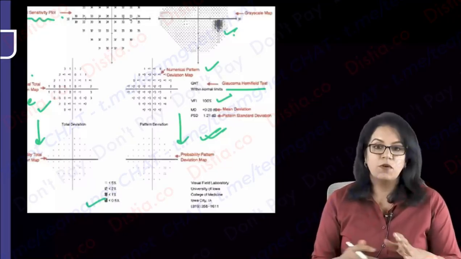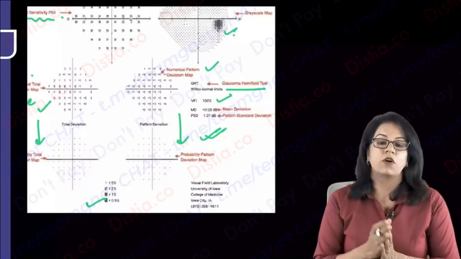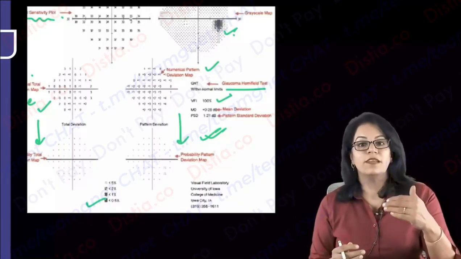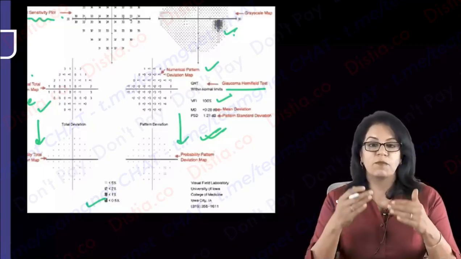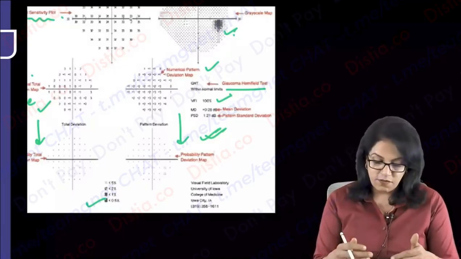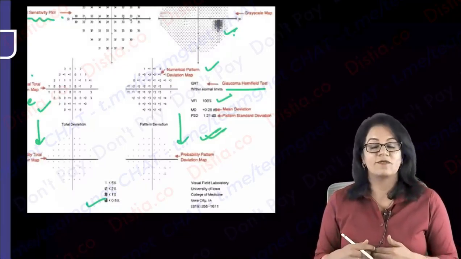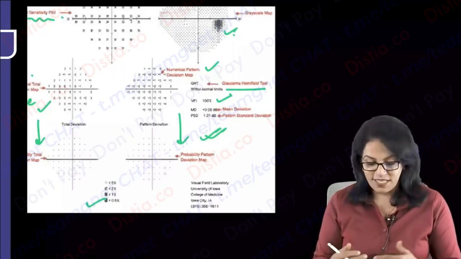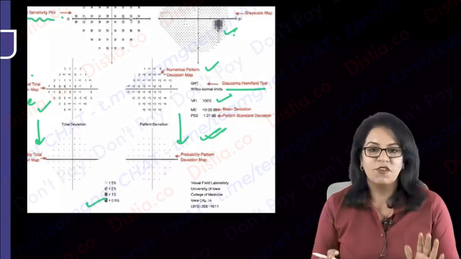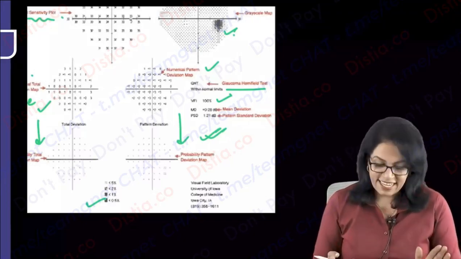So mainly, knowing the mean deviation and pattern deviation is very important in follow-ups of the same patient. I told you about the glaucoma suspect, we have to keep looking yearly or 6 monthly according to the patient. So we have to go for this field test, right? And we have to see these values. So just giving you a general idea of what a Humphrey field chart looks like, correct?